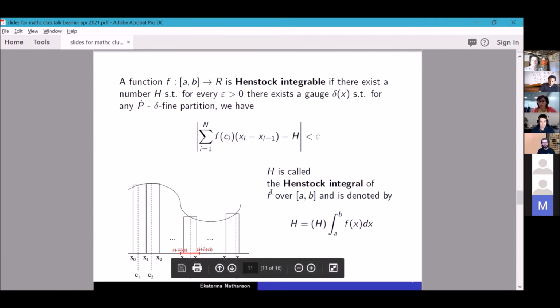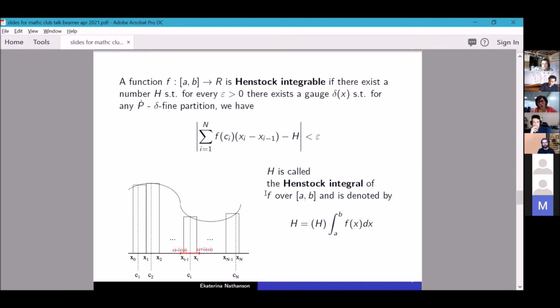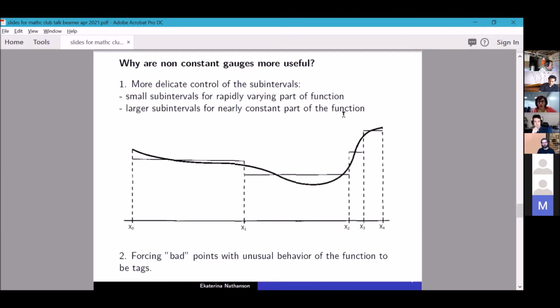If that happens, then h is the Henstock integral, and we denote it the same way. As you can see, the definition of this new integral is very similar to the Riemann definition. The only difference is that now we measure how small the partition is using a function instead of a constant. And if we take this function to be a constant, we recover the Riemann integral right away. So these non-constant gauges do help us a little bit.